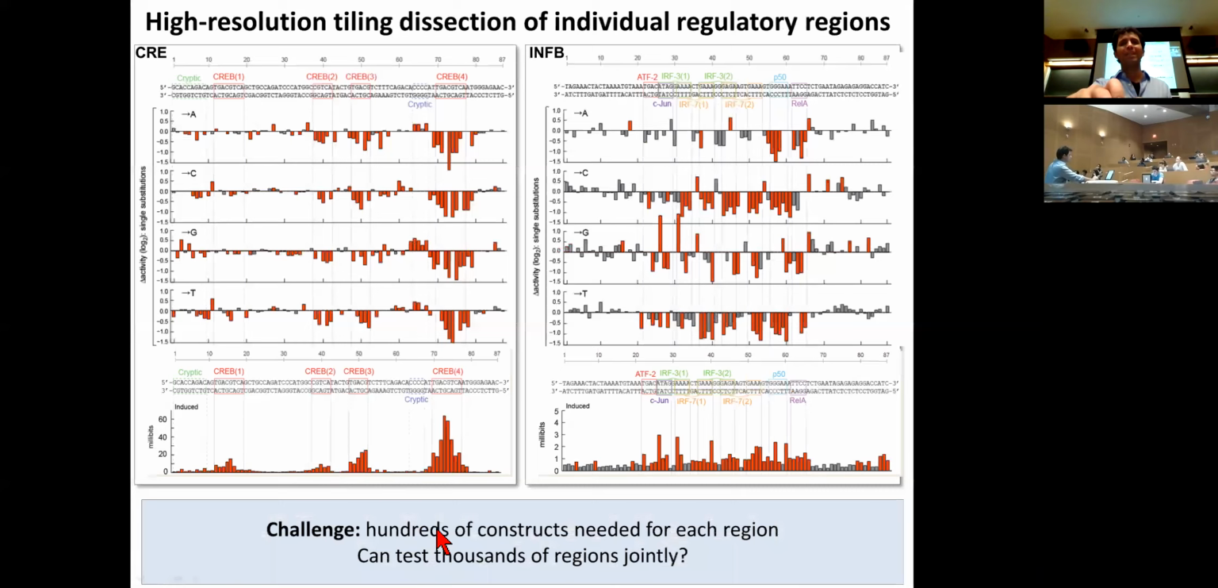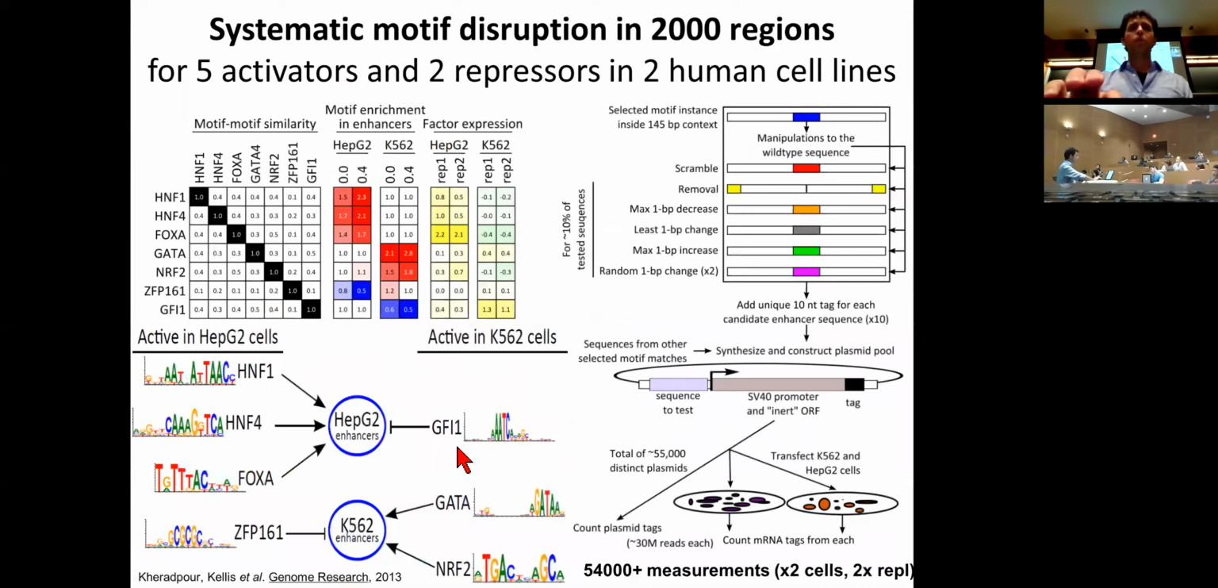But the challenge is that we need hundreds of constructs for testing a single region. Can we test thousands of regions jointly? So the answer is yes. What we could do is use our motif predictions to test thousands of regions, perturbing only that one motif in every one of these regions.